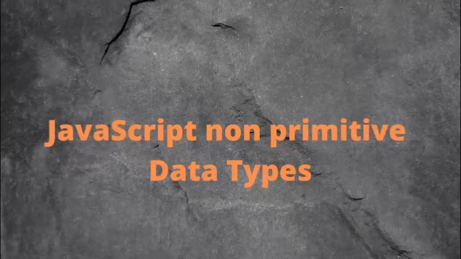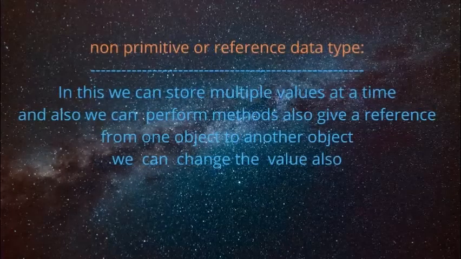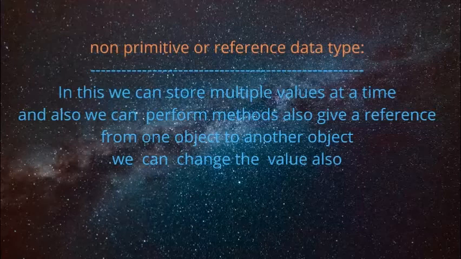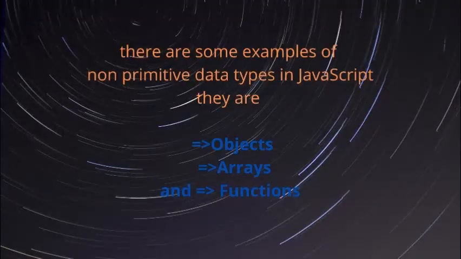Non-primitive or reference data types. In this, we can store multiple values at a time, and also we can perform methods, and give a reference from one object to another object, one array to another value. We can change the values of non-primitive data types. Some examples of non-primitive data types in JavaScript are objects, arrays, and functions. These are somewhat big concepts, but now I'll give a brief introduction about objects, arrays, and functions.